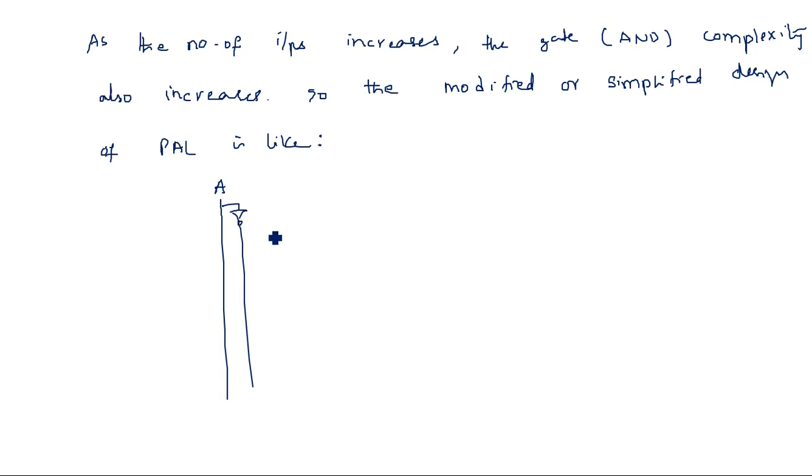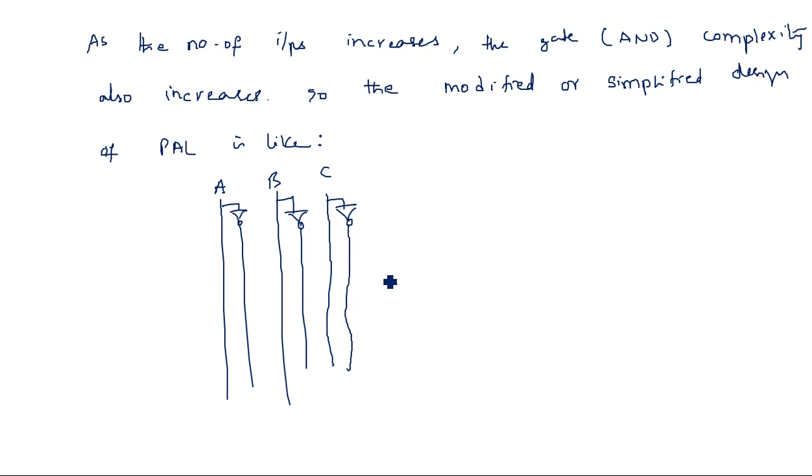A bar, B, bar, C bar. Input is common, so total 6 inputs. So for 3 inputs, total 6 along with its complement forms. And now we are taking AND gate, normal AND gate. How many AND gates are required? 2 AND gates are required.